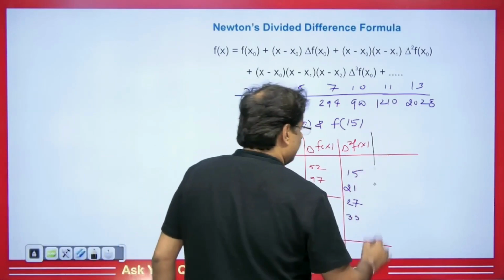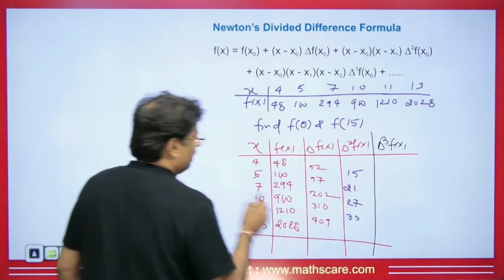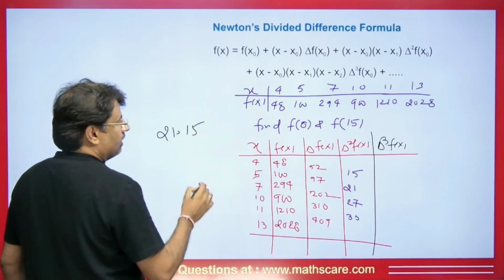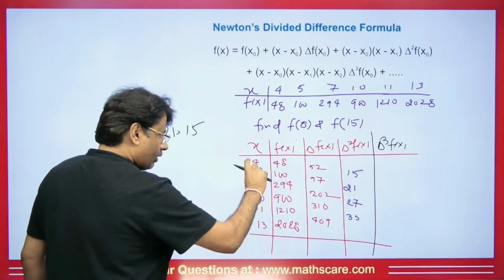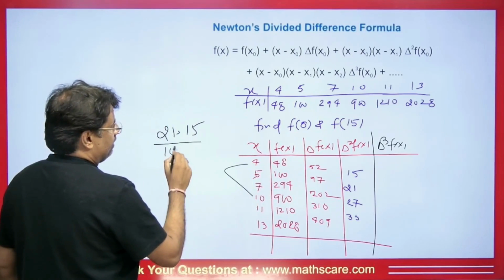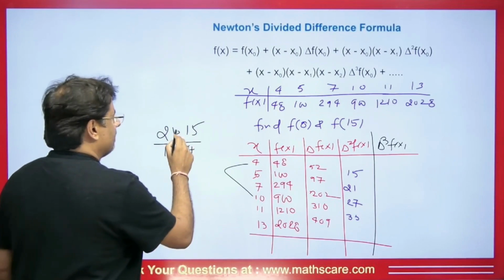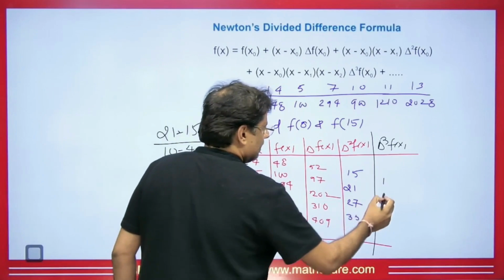Now, next we will make the next value that we will have, del cube fx. Now, this difference is 21 minus 15. Here del cube will come, and we are calculating the value of del cube. First we took the difference of these two, then of these two. Now we will take this difference, that is 10 minus 4, right? So the value that we will get here will be 6 upon 6, which is equal to 1. So this will be the value here.